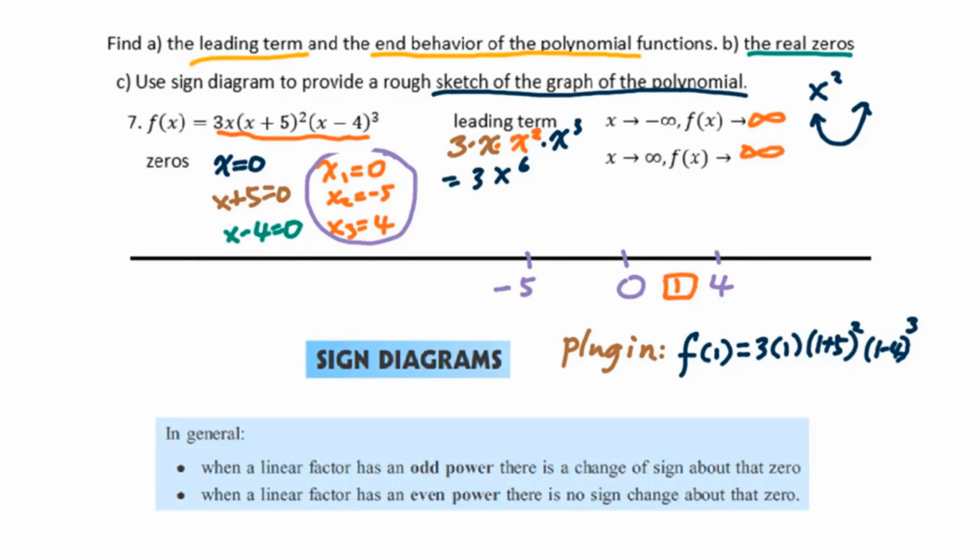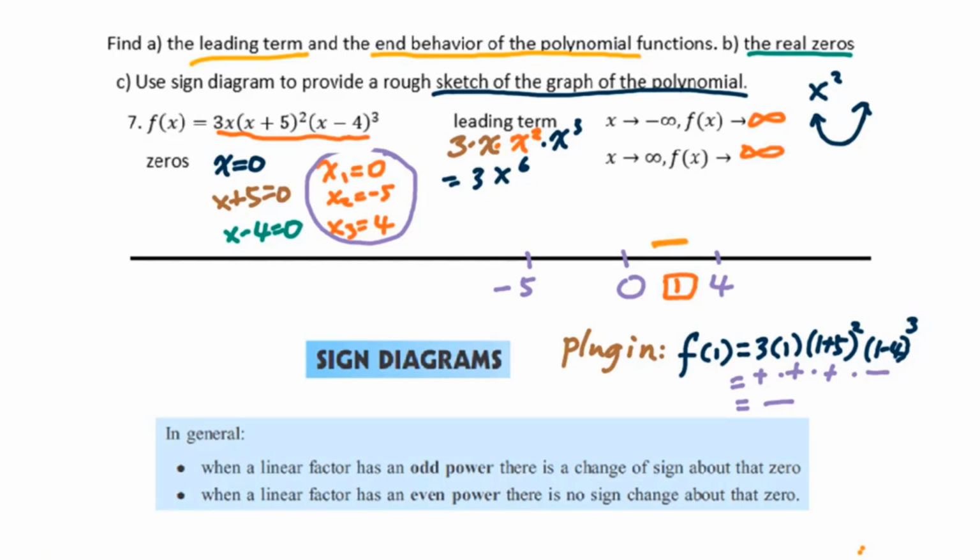We are looking for whether the value is positive or negative. So 3 is positive, times 1 is positive. (1 plus 5) squared is positive. (1 minus 4) to the third power is negative. Therefore, it's negative. After you get a negative, you label the interval including this special number as negative. Here it's negative.